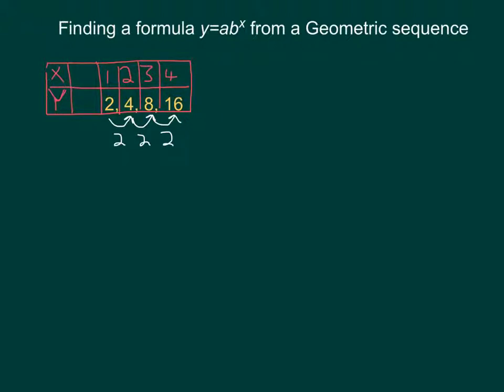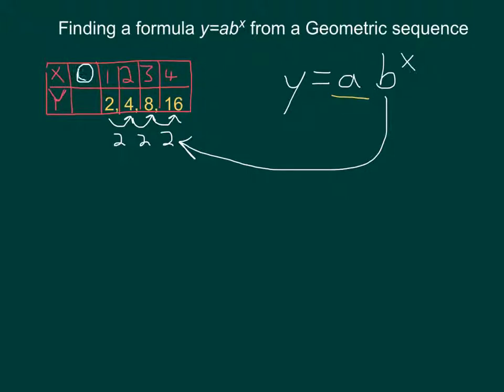So if we have our formula y equals a times b to the power of x, we can immediately fill in b with the number 2, our common ratio. So how do we fill in the a? Well, just like in our arithmetic sequence, we need to figure out what happens when x equals 0.